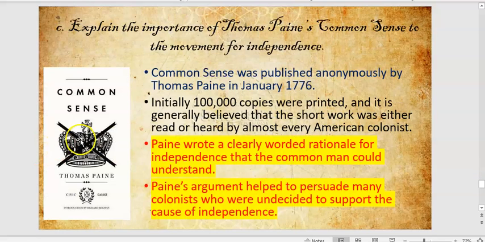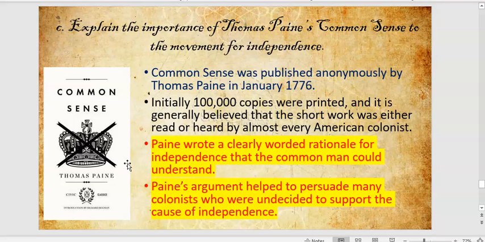the colonies. Okay, so Common Sense is a little pamphlet. You can kind of see a picture of it there on the left, and a pamphlet is like a brochure or something, or a newsletter, right? And it's published anonymously. So Thomas Paine did not put his name on this pamphlet when it was first published, and you can see the date, January 1776. So we're getting very close to the Declaration of Independence and the American Revolution starting.